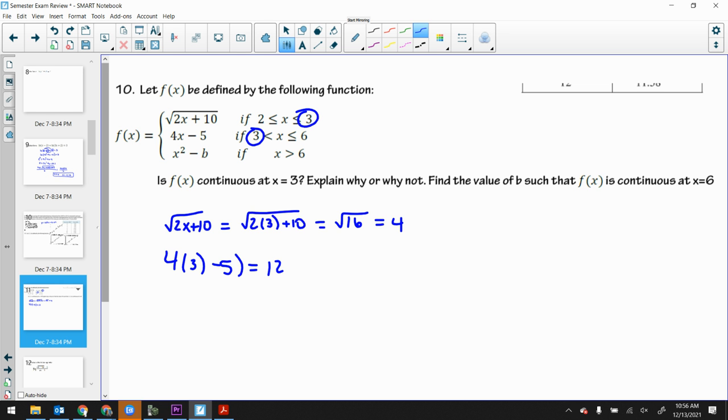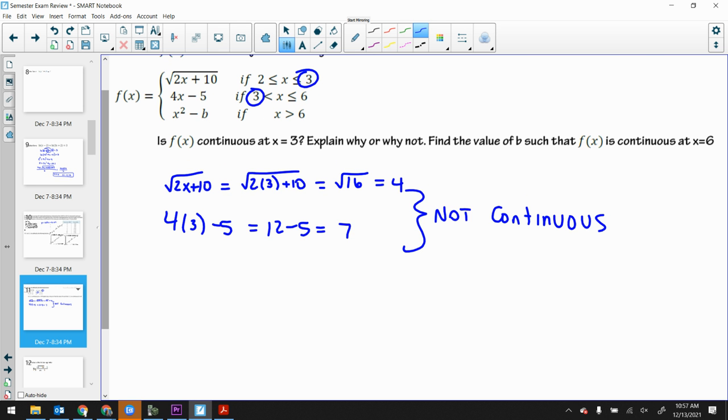So that's 12 minus 5. Is this continuous at 3? No. Not continuous. The reason is that the limit as x approaches 3 from the left is 4, and the limit as x approaches 3 from the right is 7. So the limit from the left and the right don't match, therefore there's a discontinuity there.